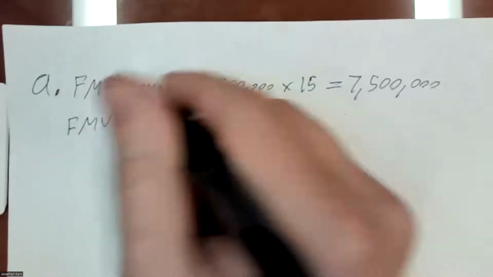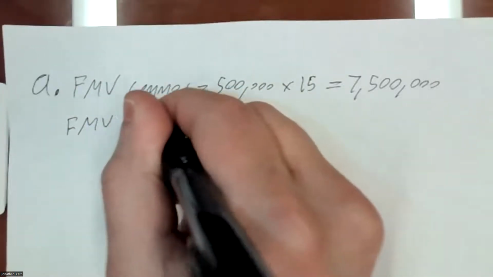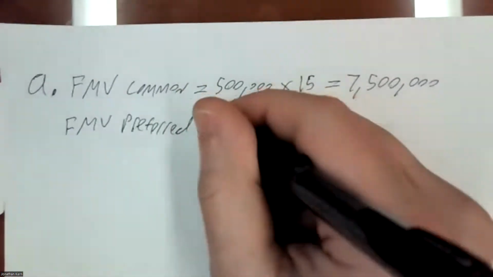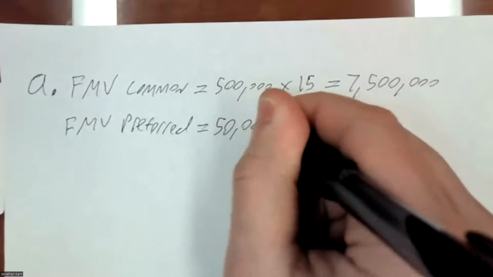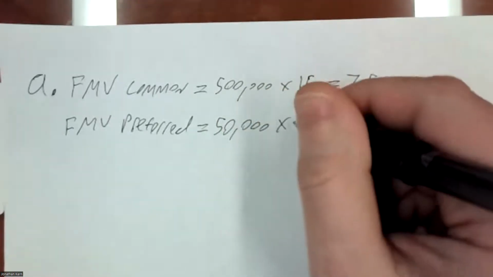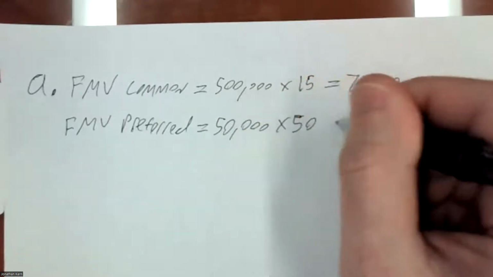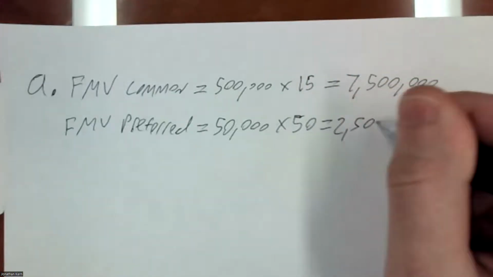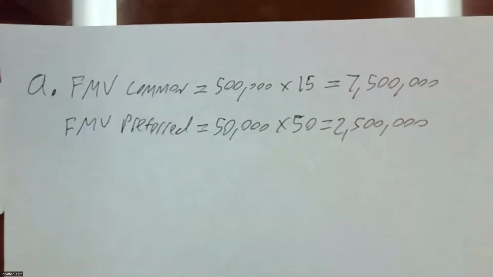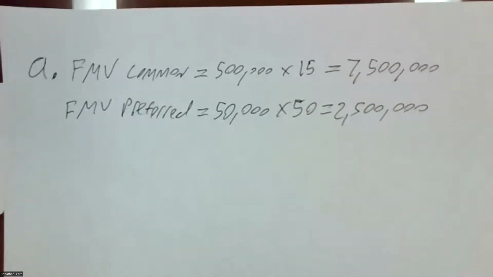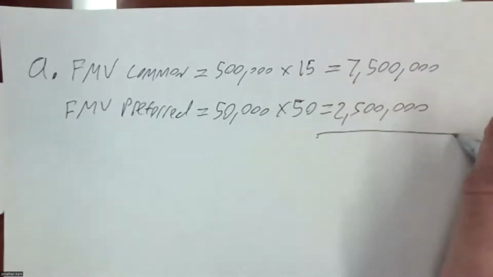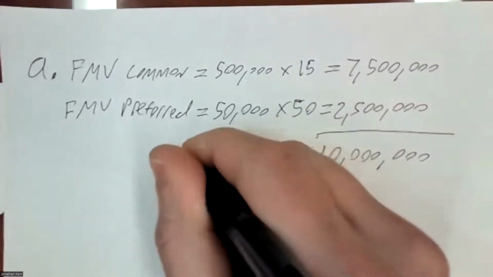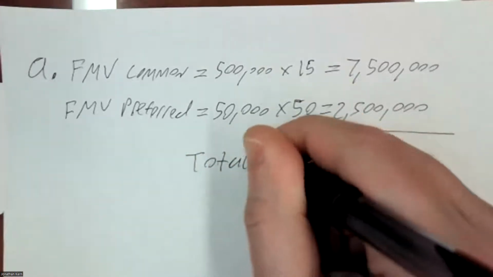And then we'll determine the fair market value of the preferred shares. That will be 50,000 shares times $50 per share. And that will give us $2,500,000 of fair market value allocated to the preferred shares. We add those two together and we get $10 million. And this is the total fair market value.